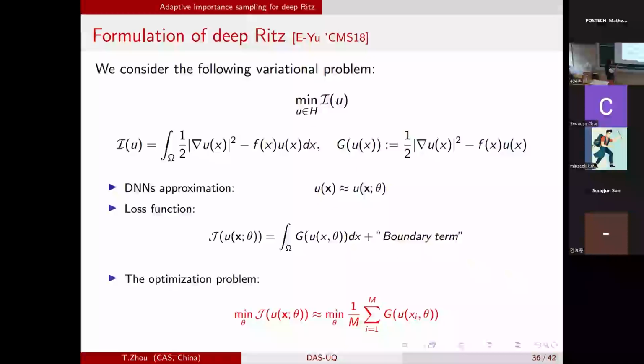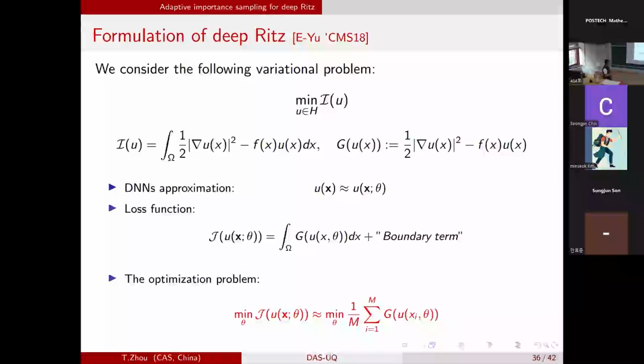You can see only one first-order derivative. You begin with this functional, and then you approximate the solution with a neural network function. This is the so-called loss function, and I just omitted the boundary term here. But here, you want to minimize this integral.